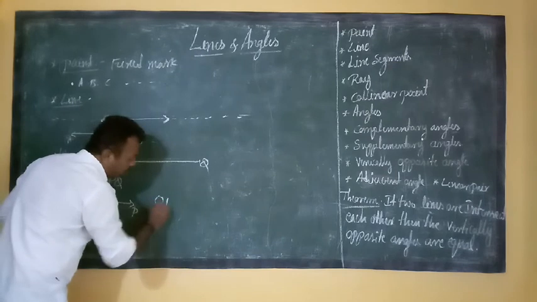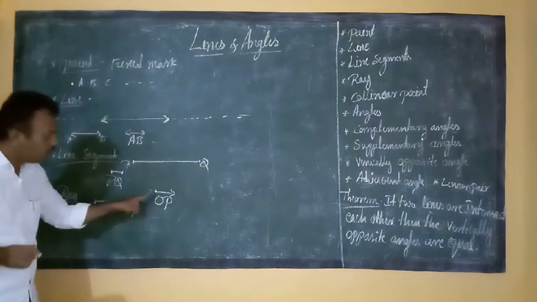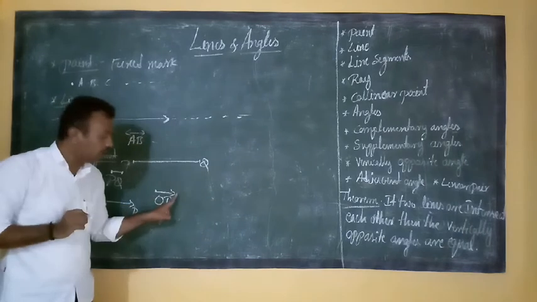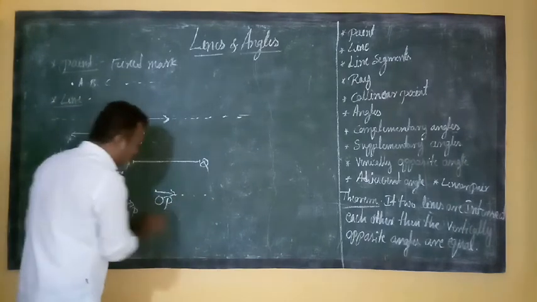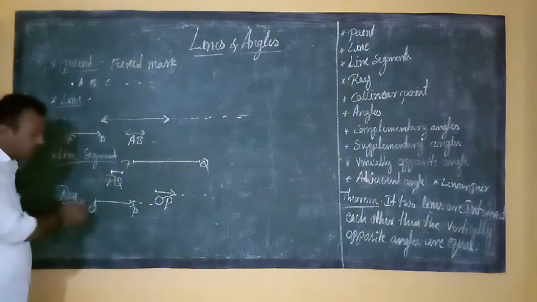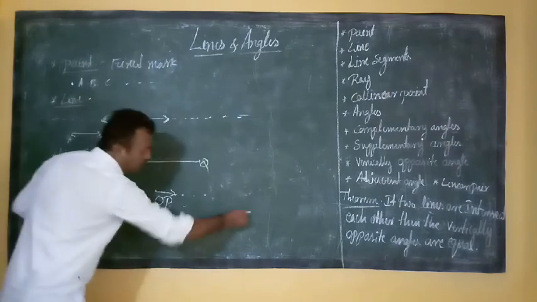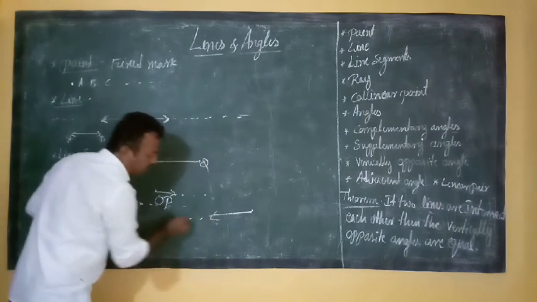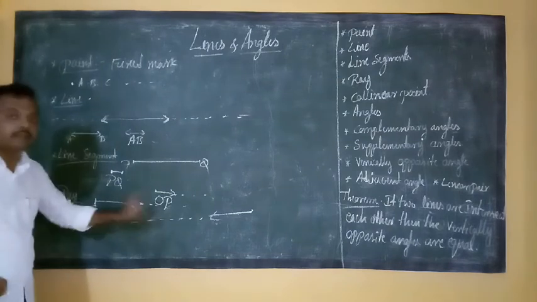Ray can be represented like this. OP is a ray. So one side we have to put end point, another side is endless, means arrow mark we have to put. That means it is extended one side. Another side it is not extended, it is stopped. It is end. So here endless. Like this, this side is endless. Understand? So like this, we have to represent the ray.